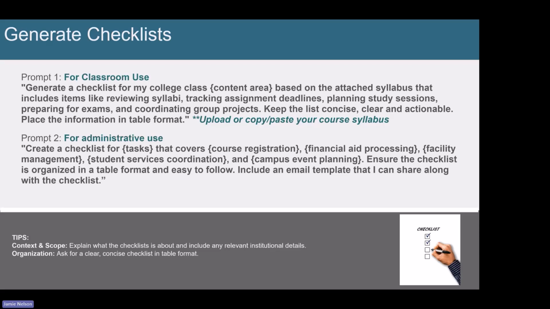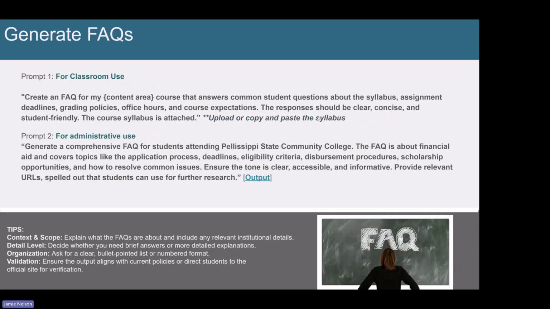At the bottom of these screens where you see these prompts embedded, you'll see tips. And so down here, as it says, explain what the checklist is about and include any relevant institutional details. Ask for clear, concise checklists in table format. I find myself having to instruct ChatGPT to be concise quite a lot.